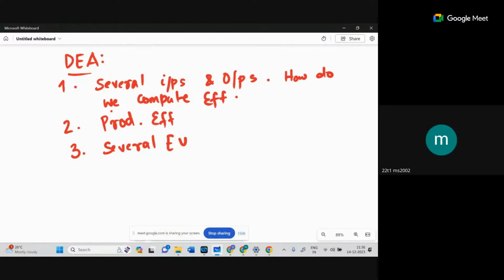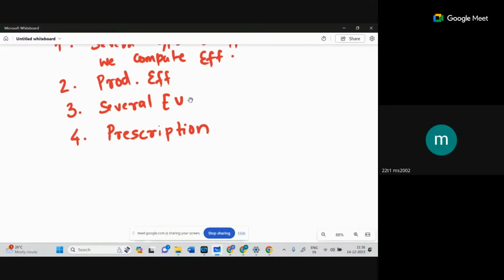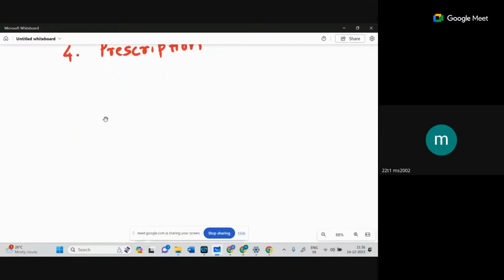And finally, we have something called prescription. So if there is an inefficient business unit, how do you convert it to an efficient business unit? So all these things we are seeing in DEA. So before that, I spoke something about prescription. We'll see how this business analytics course is designed.